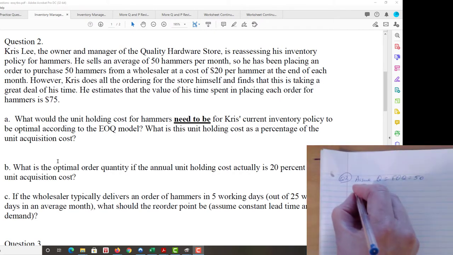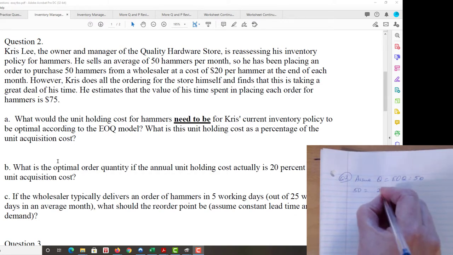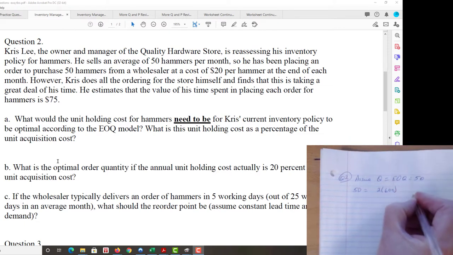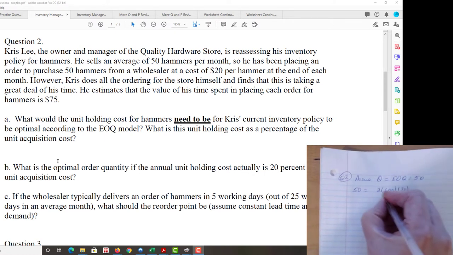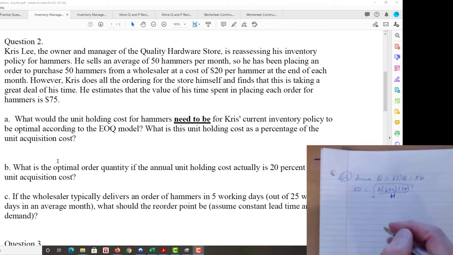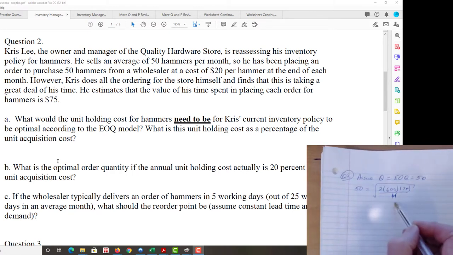So we use our EOQ formula, and we see EOQ, 50, equals the square root of 2 times annual demand. What's his annual demand? That's 50 per month times 12 months, and we get 600. It costs him $75 to place an order. And we solve for H, and there's the nasty little square root. Now a couple of things that we want to focus in on, and I leave this exercise to you, is that we've got to isolate the H.